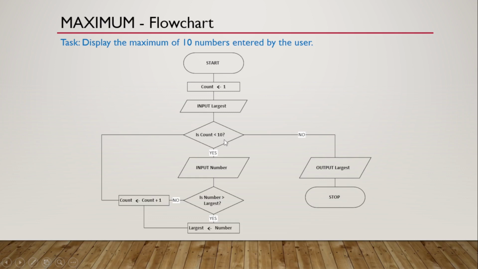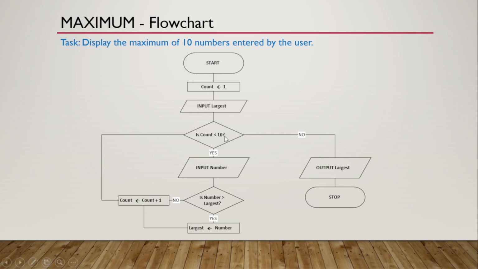It continues until the 9th count, whereby it allows the user to enter a value and compares with the largest and updates accordingly, then increments the count by 1, making it 10. And at this point, it is no longer less than 10.